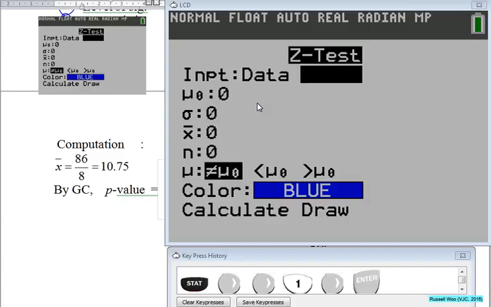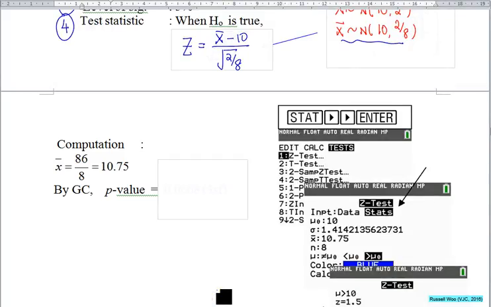What is mu naught? Mu naught is what you want to test. That means in this case, you want to test whether the mu is equal to 10 or greater than 10. So you enter 10 here. Sigma, I want to emphasize, this sigma is the population standard deviation. Let's go back to our notes here. This one that you enter here is the population standard deviation. You do not divide by root n.